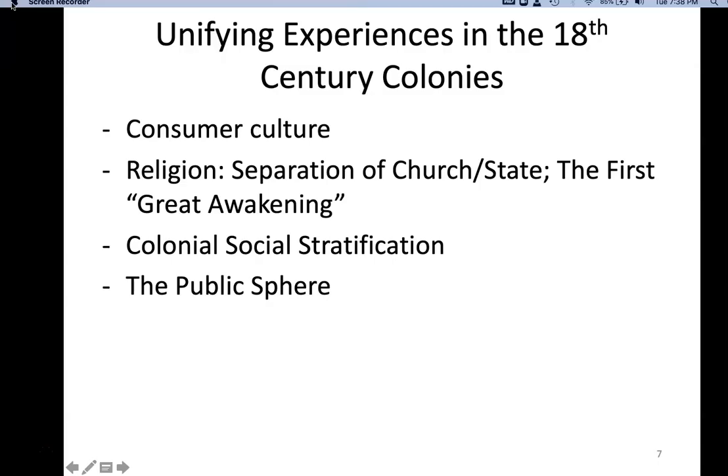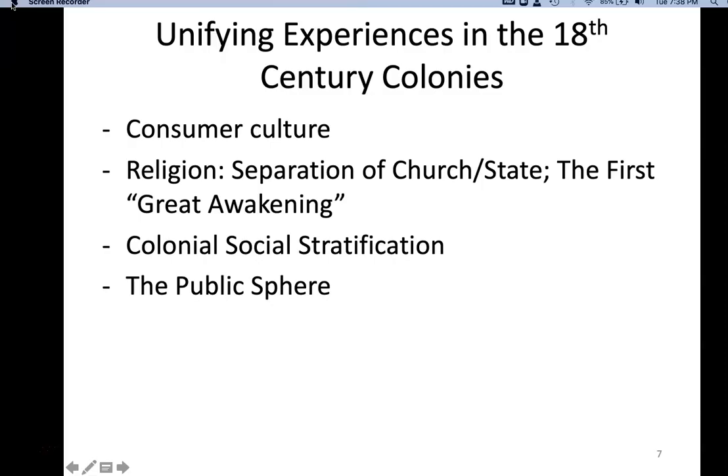Yet at the same time, what we're going to talk about in this discussion, in this subtopic under 18th century colonialism, is the unifying experiences that can be located in virtually all parts of English settlement of the New World, in North America to be specific.